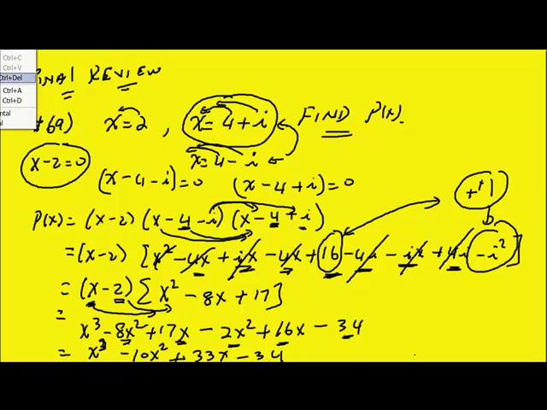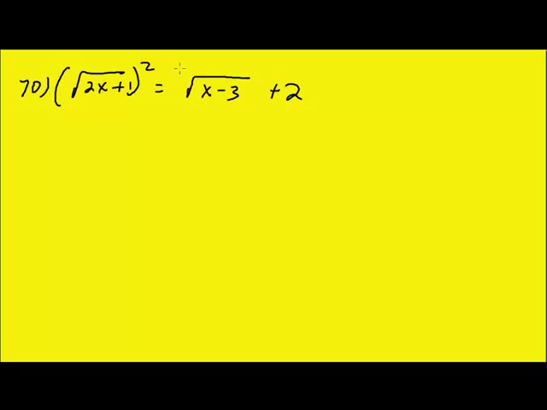Let's go to another problem. Solving radicals. Here we go, this is 70. I have the square root of 2x plus 1 is equal to the square root of x minus 3, plus 2. Now, when you're solving radicals, you need to get rid of this radical by squaring it. But if you square that side, you'll have to square the whole thing here.